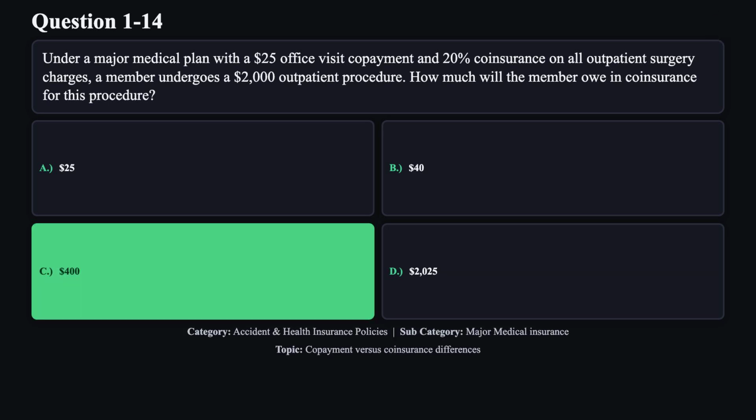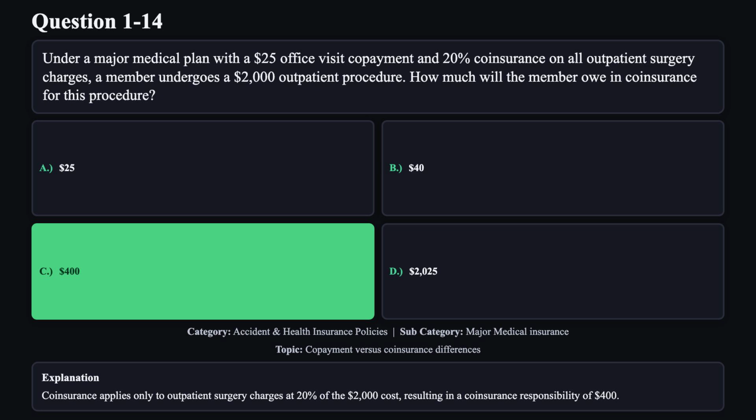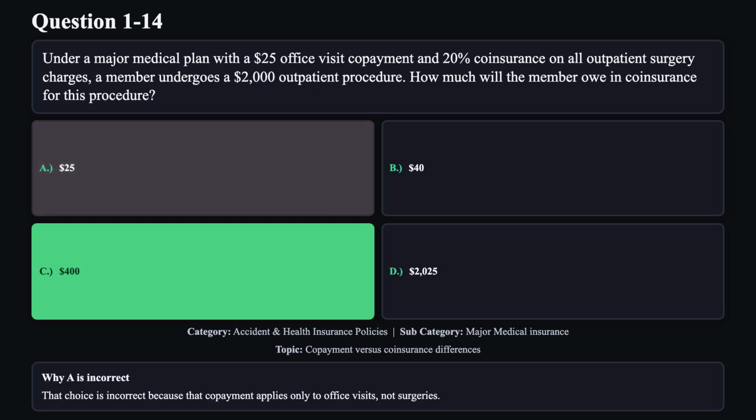The correct answer is C. Coinsurance applies only to outpatient surgery charges at 20% of the $2,000 cost, resulting in a coinsurance responsibility of $400. Reason A is not correct. That choice is incorrect because that copayment applies only to office visits, not surgeries.